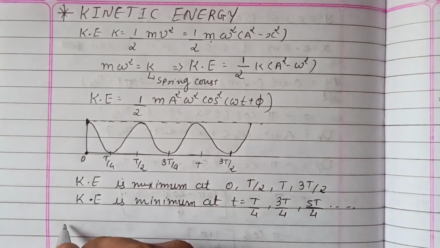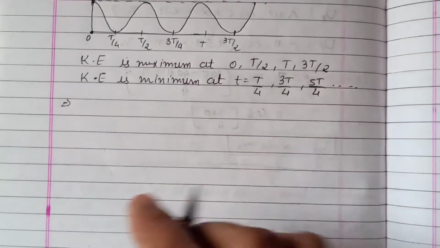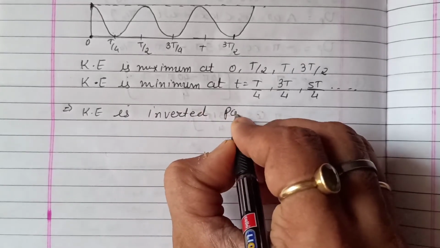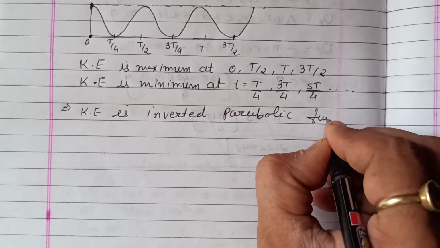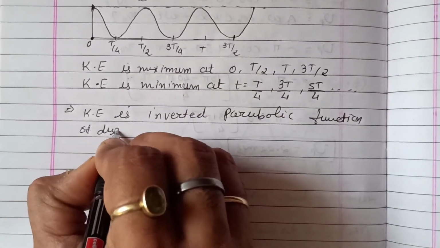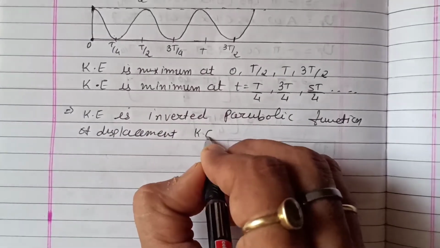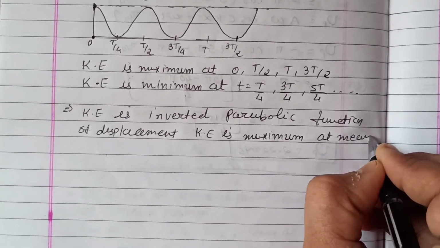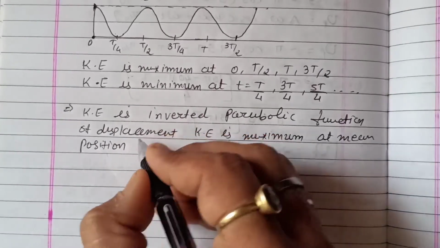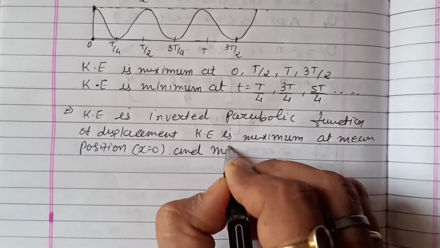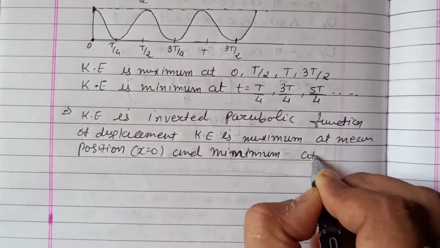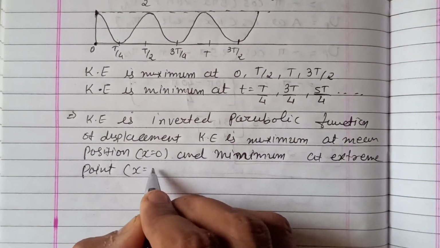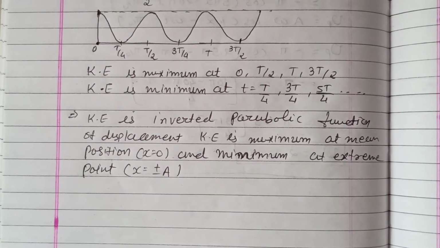Another way to say it is that the kinetic energy is an inverted parabolic function of displacement, and kinetic energy is maximum at the mean position, x is equal to 0, and minimum at the extreme point, x is equal to plus or minus a. So this is the kinetic energy.